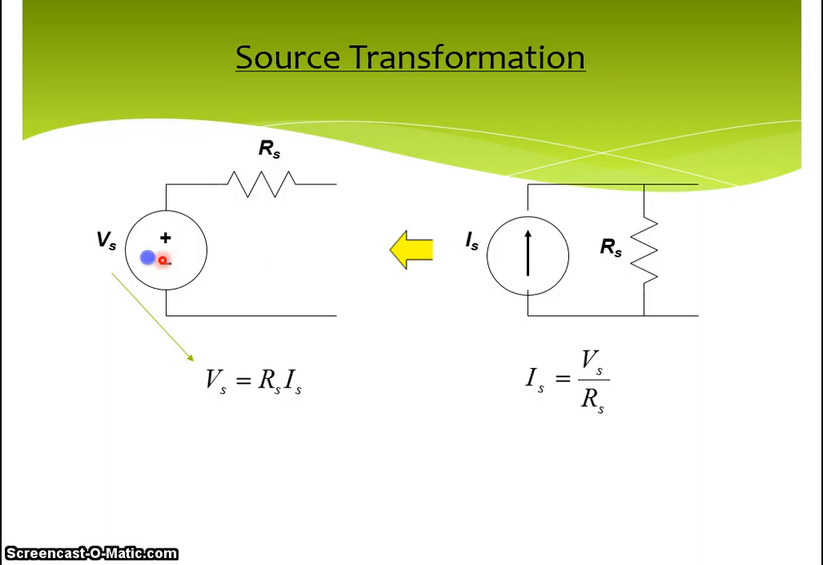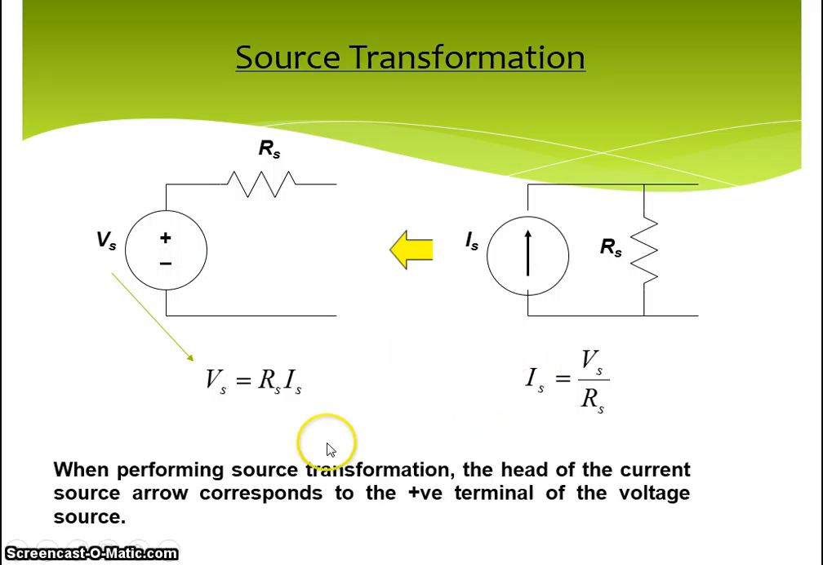You have to note one point: when you do the source transformation, the head of the current source corresponds to the positive terminal of the voltage source. That means originally if the positive terminal of the voltage source is here, the converted current source arrowhead will be pointed upward. Or if the current source is provided with an arrowhead up, its equivalent voltage source will have the positive terminal on the top. So if it is the reverse direction, the positive and the negative will also reverse.